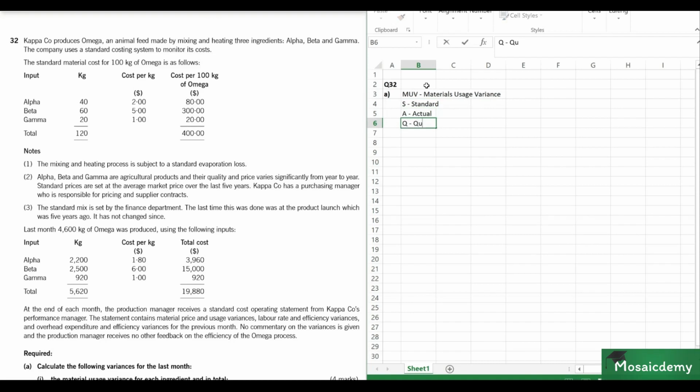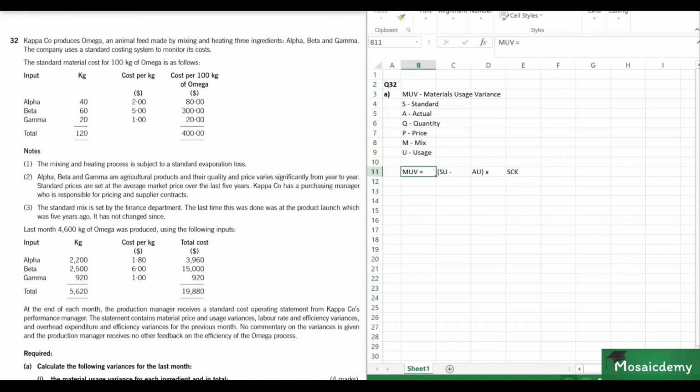Q will be for quantity, P will be for price, M will be for mix. Okay, now what was the formula for material usage variance? Material usage variance is equal to your standard usage, so U for usage, minus the actual usage, into the standard cost per kilogram, right?